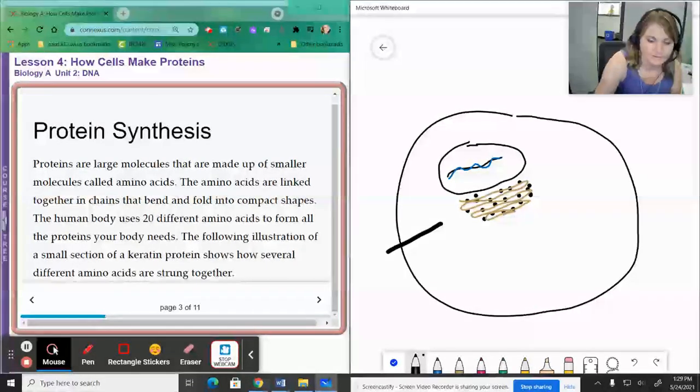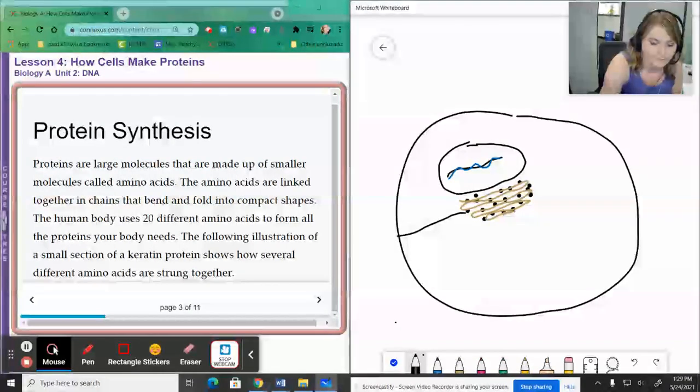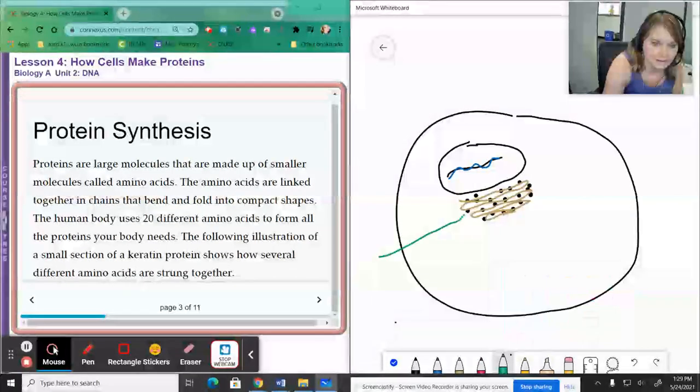Okay, so let me label these little black dots. These little black dots here, those are ribosomes.